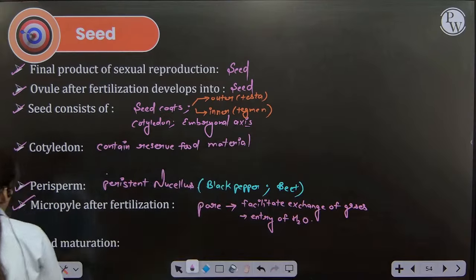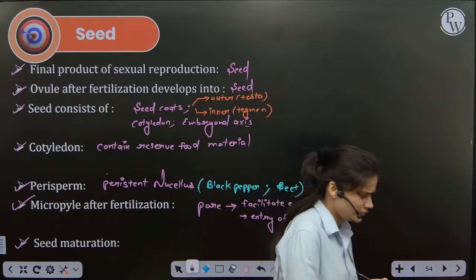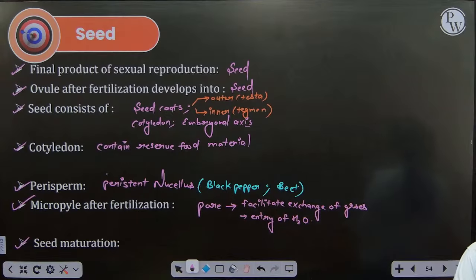Seed maturation. When a seed matures, then what happens? Its water content gets reduced to 10 to 15%. Then the seed becomes non-functional, or it undergoes a dormant stage. Whenever favorable conditions are there, this seed starts to germinate.